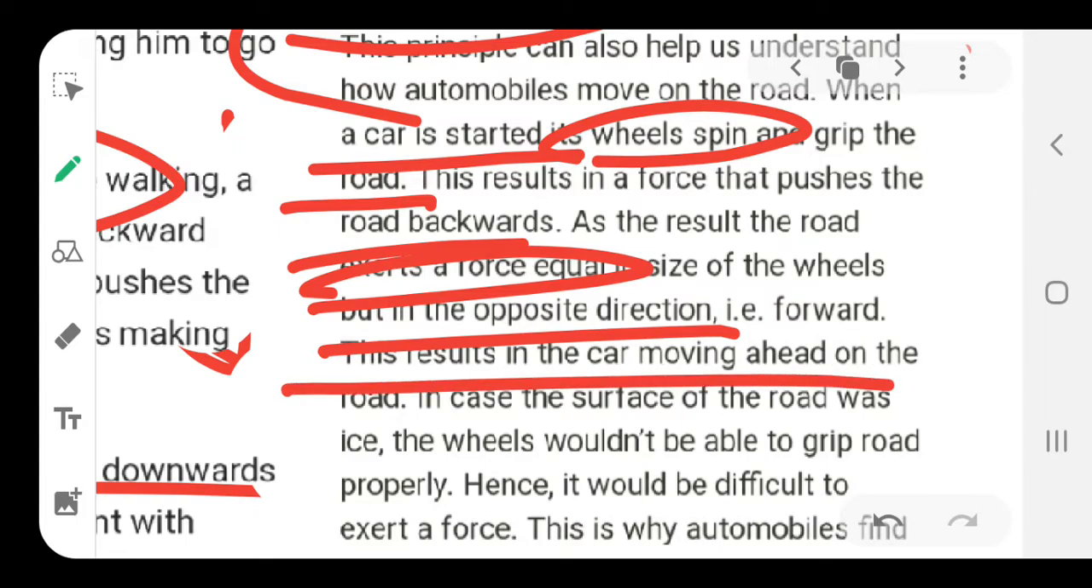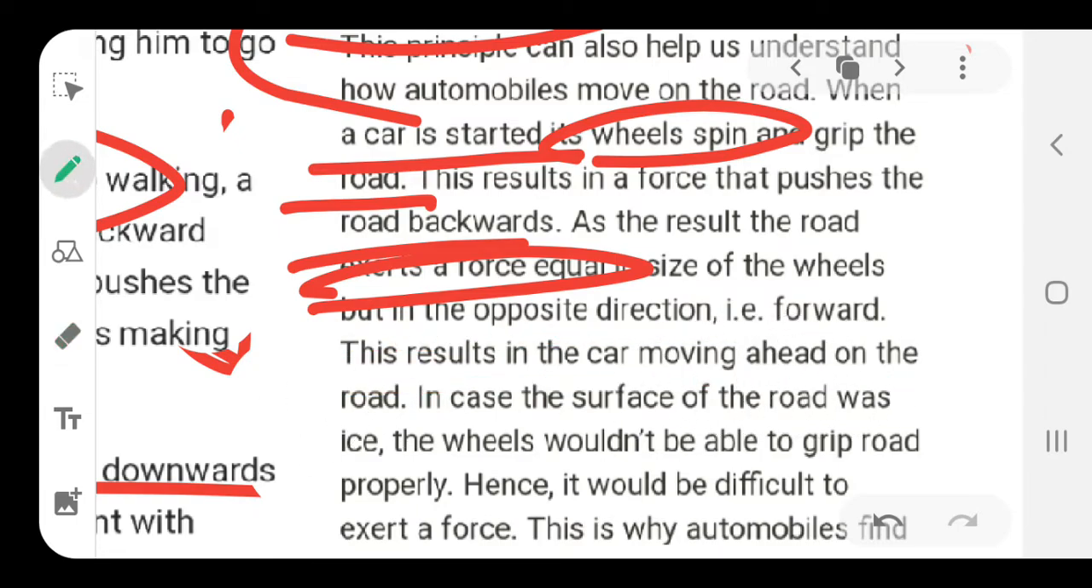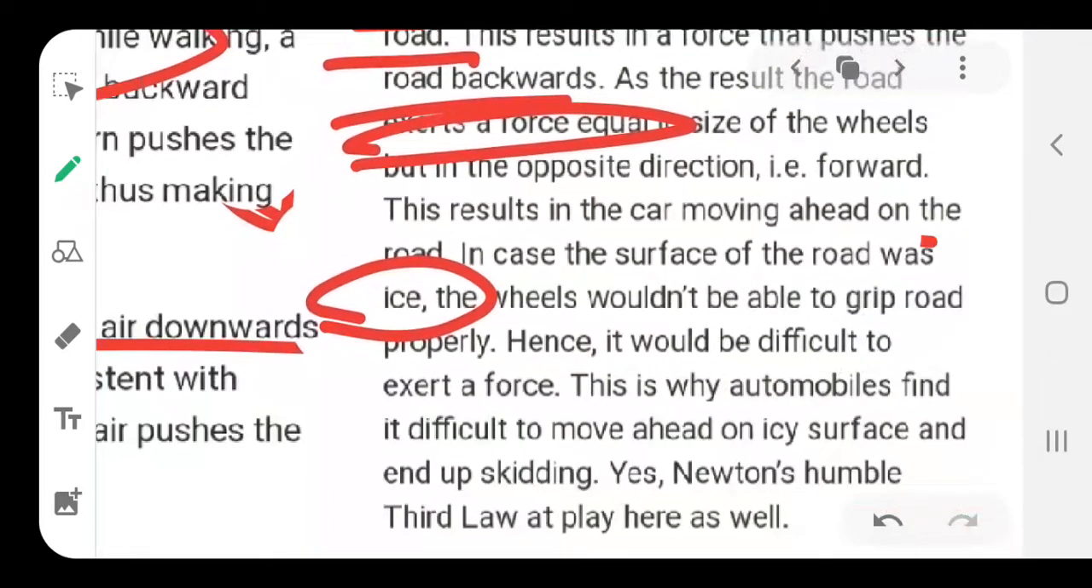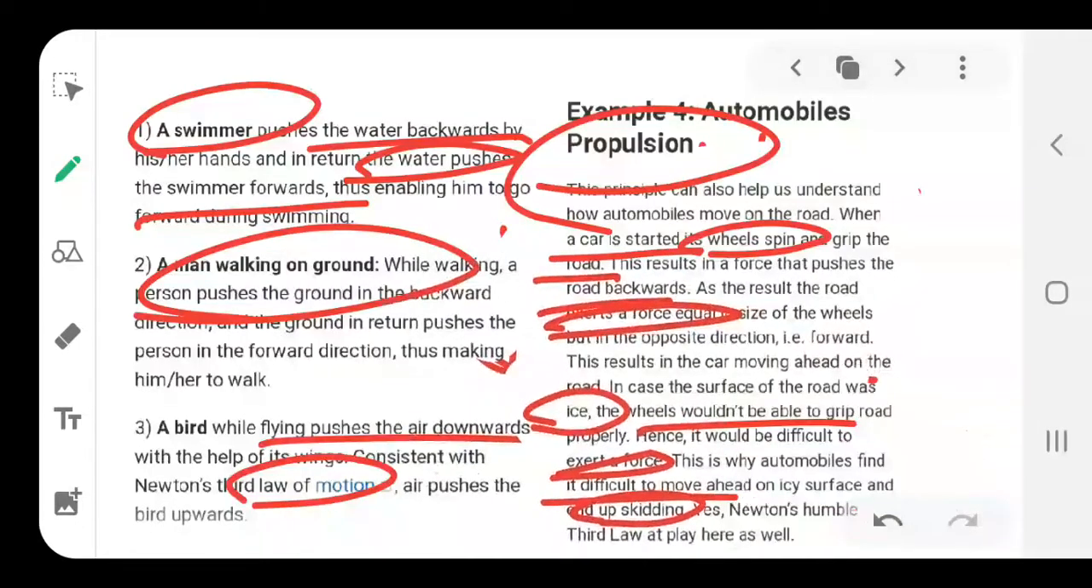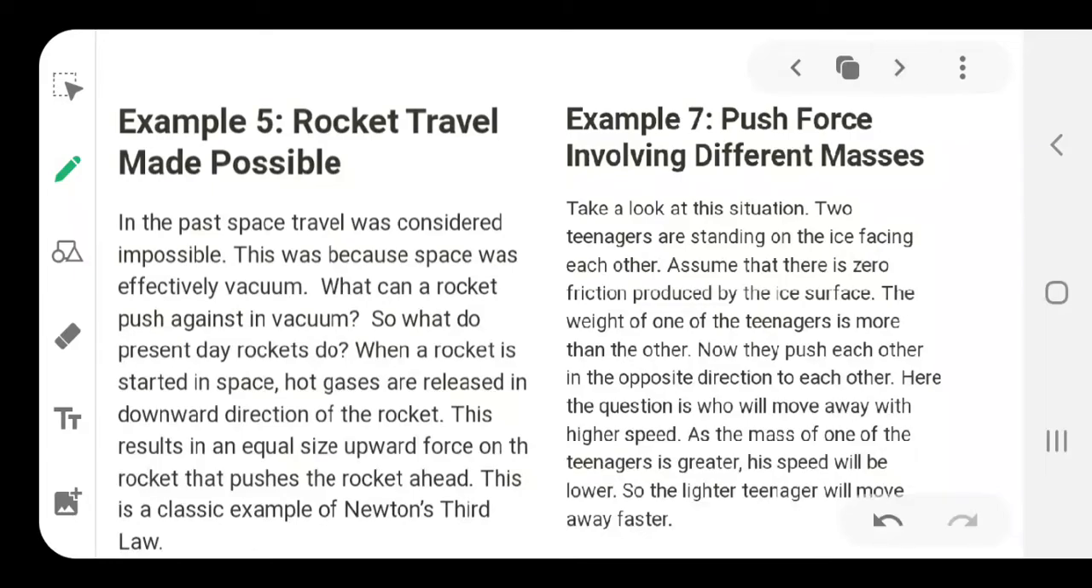The vehicle moves up. What happens if the same scenario occurs on ice, when the surface of the road is ice? They say the wheel won't get enough grip properly because there is no friction. Hence, it would be difficult to exert a force. That's why an automobile finds it difficult to move ahead on an icy surface, and hence it skids off. So you can say all these examples are connected with Newton's third law of motion.